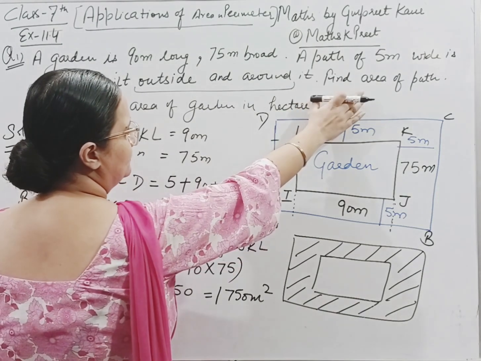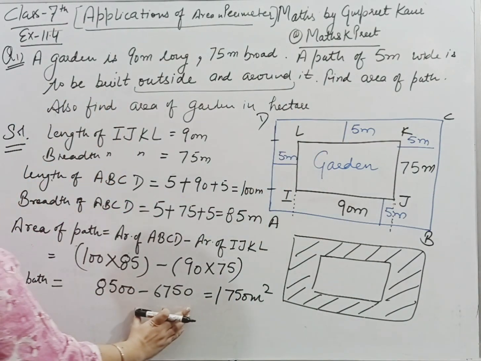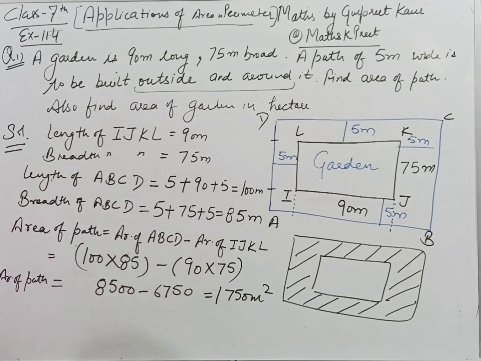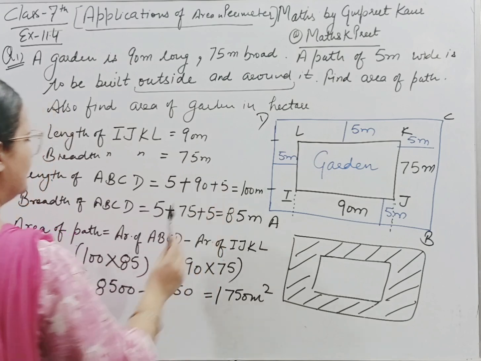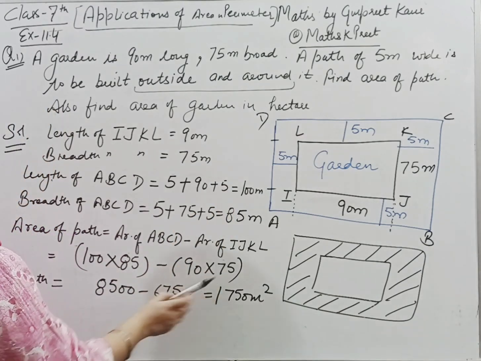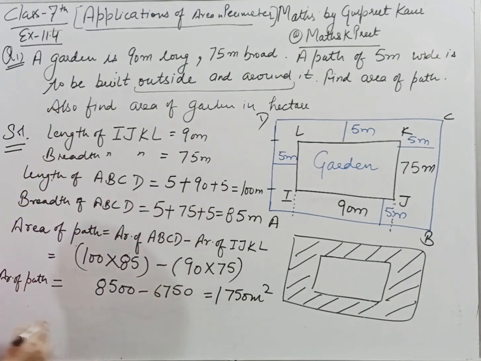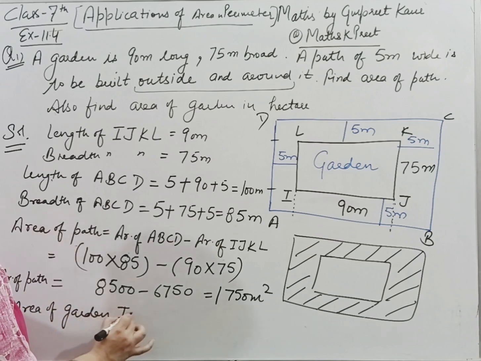So for the first question we have given the answer, area of path is this much. Next, it is asking us to find the area of the garden. Which is the garden here? IJKL. So the area of the garden is 6750. We can write area of garden, name it as IJKL here.